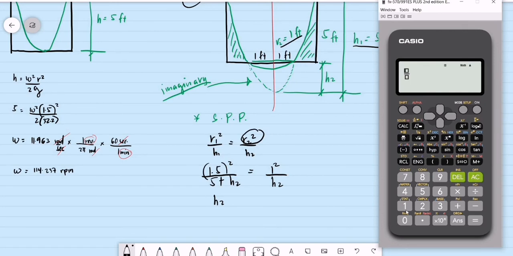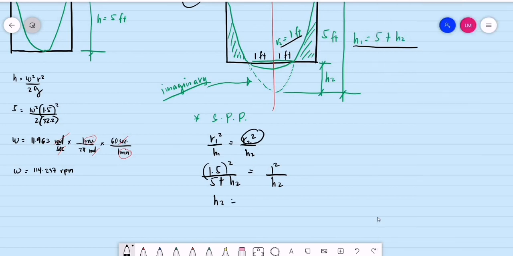So we have 1.5 squared is to the equivalent of h sub 1, that is 5 plus the unknown, let's say alpha x for h sub 2, equal to the radius of the smaller paraboloid, that is 1 squared, is to the unknown alpha x, h sub 2. Then we are doing shift solve. What is the height of the imaginary paraboloid?